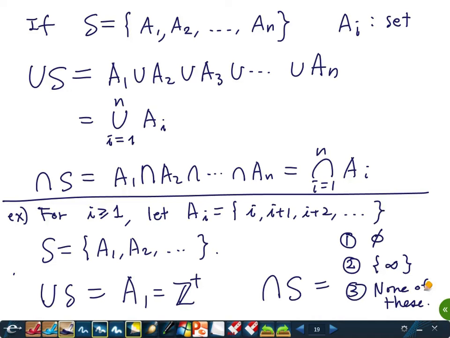Okay. Is there anyone who wants to explain your own answer? You can explain in Korean if you want. I can translate it for you. For those who raised your hand for the first answer, why do you think it is the empty set?